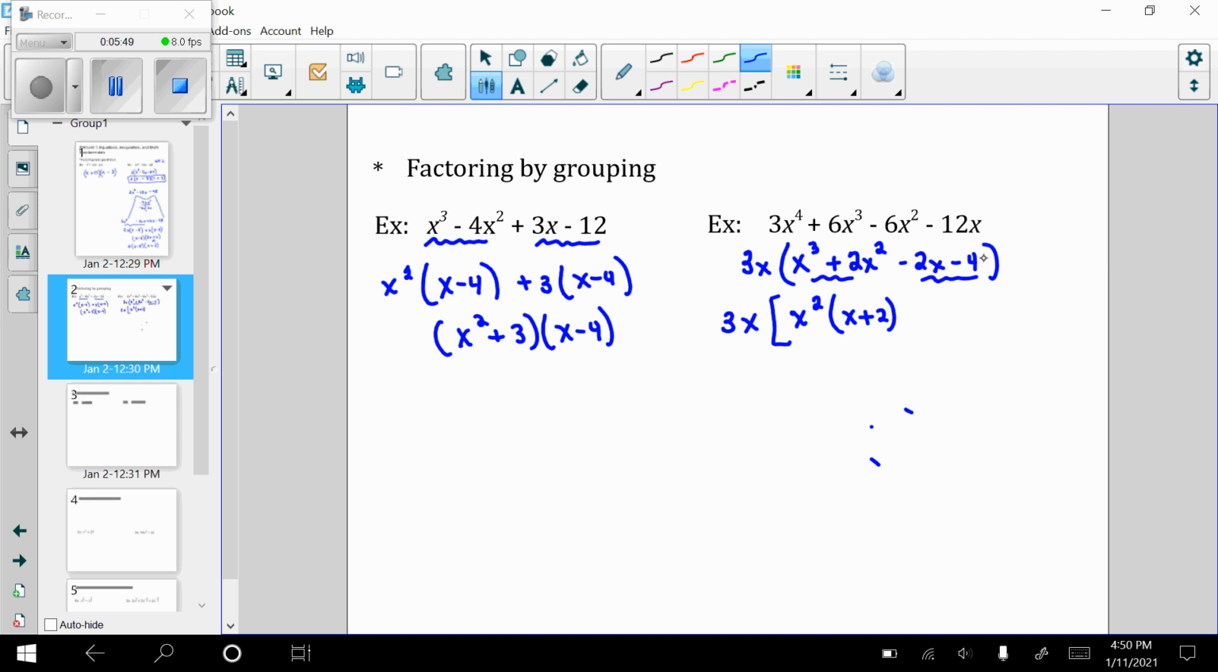I can pull out a negative 2 from my second set and get x plus 2. So then my full factored form is 3x times x plus 2 times x squared minus 2.